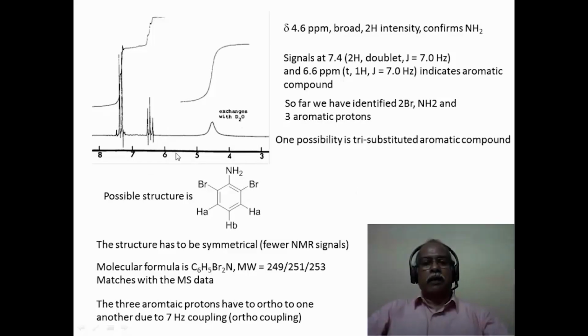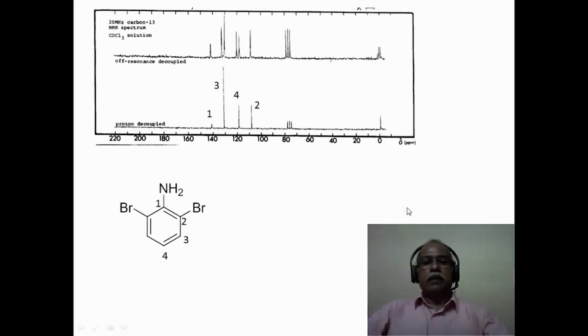The fact that you have a doublet and a triplet seems to indicate that you should have 3 adjacent hydrogens ortho to one another in a symmetrical environment, such that HB would be a triplet and HA will be a doublet, as seen in the NMR spectrum. This is the carbon-13 NMR spectrum of this compound. There are 4 distinctly different aromatic carbons in this molecule.